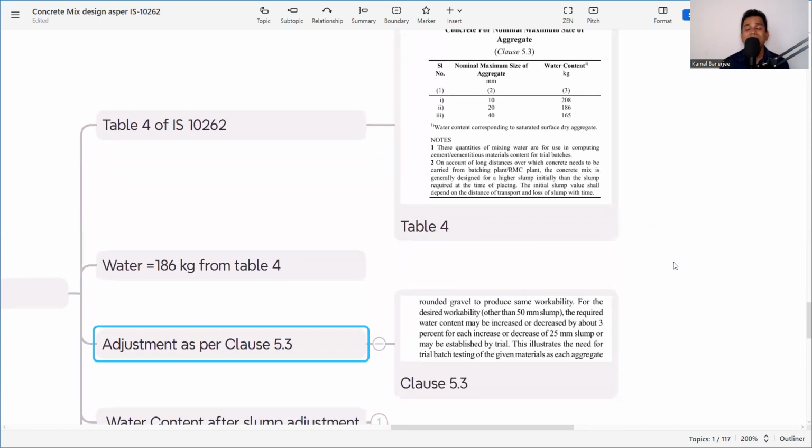But what is my slump? My slump is 75, right? So other than that, the required water content may be increased or decreased by about 3% for each increase or decrease of 25 slump. Now this has to be corrected. We are getting the value for 50, and in our case it is 75, so it is increasing by 25, so 3% is to be increased.